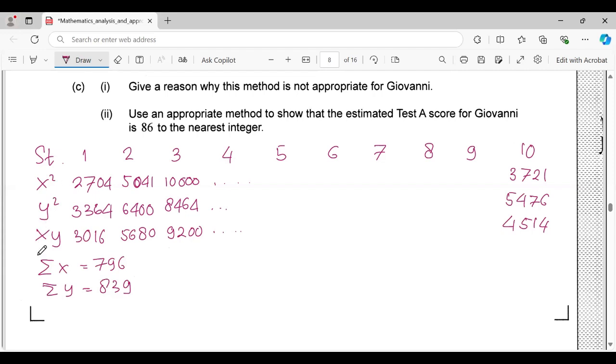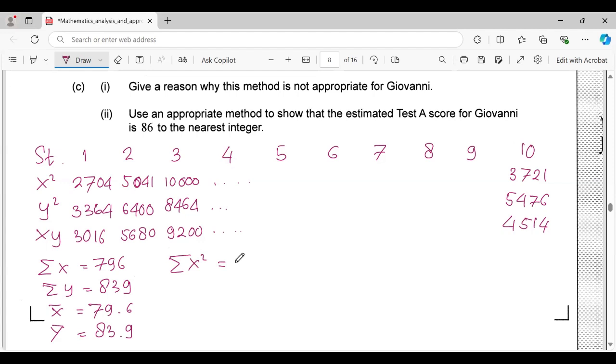Next, for mean X, or X bar, is 79.6, and Y bar, or mean Y, is 83. Not mean, I mean the average of X and the average of Y. Okay. And then after that, sigma X squared.